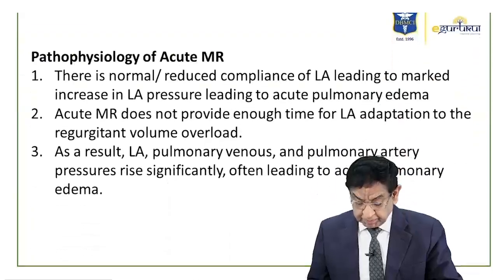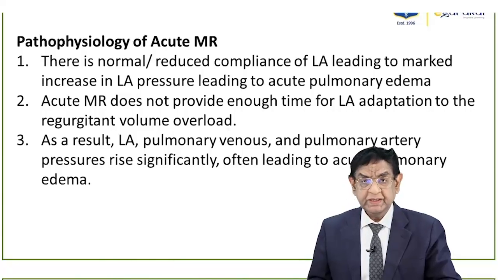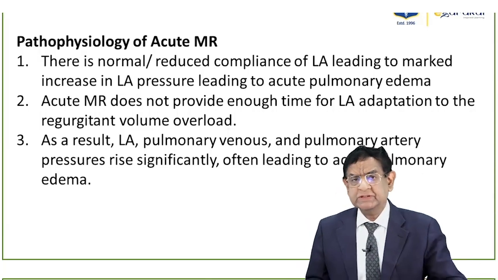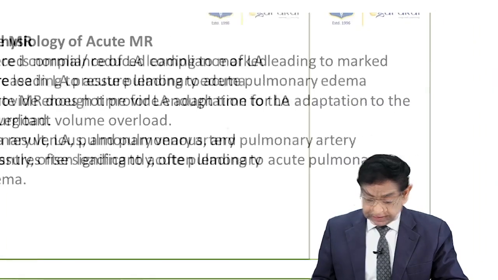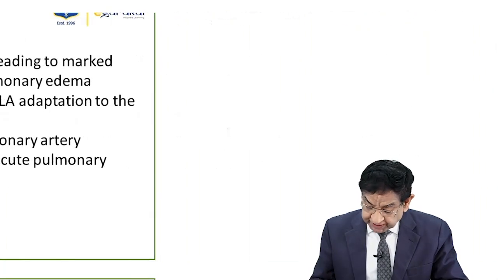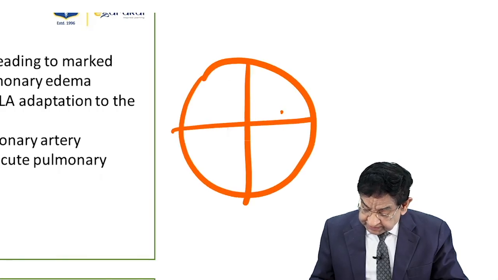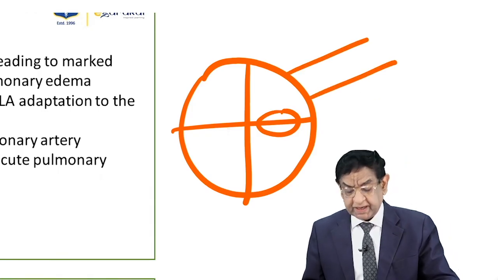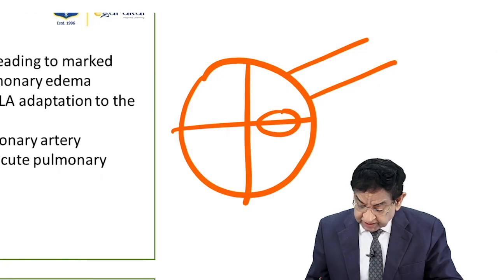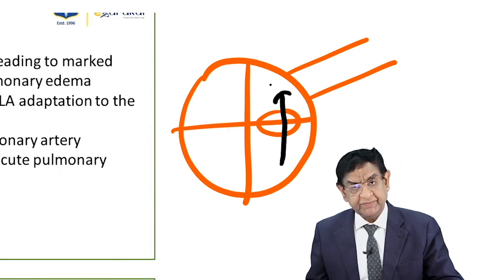So now let's talk about the pathophysiology of acute MR. Why I mentioned the two causes separately is because they have different pathophysiology. So let's learn the pathophysiology of acute MR. This is the heart. This is the mitral valve. This is the pulmonary vein. Now in acute MR, suddenly blood starts flowing from the left ventricle to the left atrium. Leakage is there. Mitral regurgitation, acute. This blood comes to the left atrium.